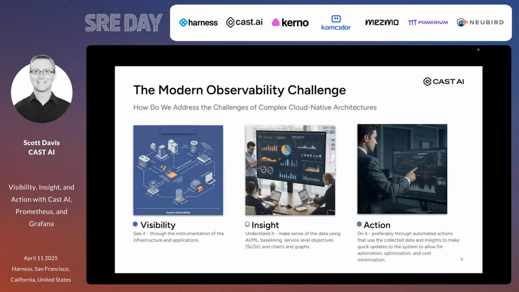But the key part is action. What do you do with that data? What do you do with that information? What do you do with that insight and that wisdom that you've gained from collecting that telemetry?